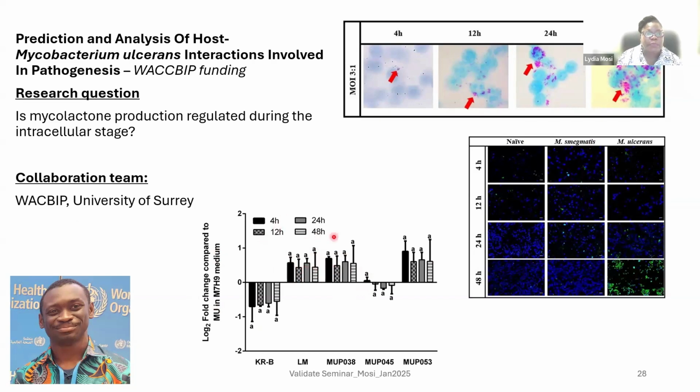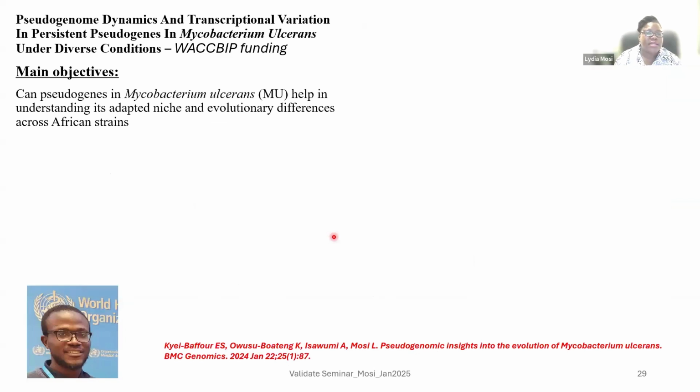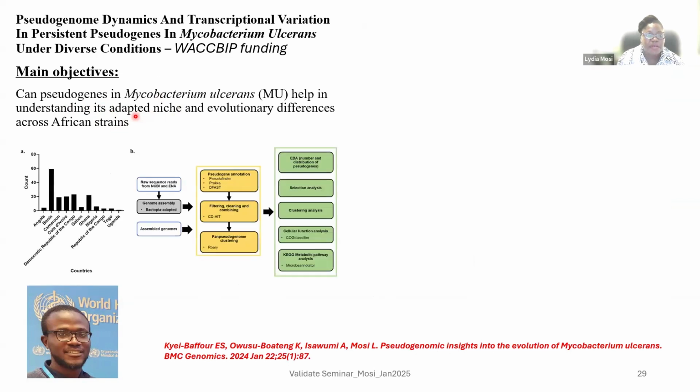you can see here. And then finally, some more work, but this time using bioinformatic modeling to try and understand the role of pseudogenes, which are plenty in the genome of Mycobacterium ulcerans, to see if they can help us understand how M. ulcerans is adapting to the current niche that it finds itself in, and to also understand the evolutionary differences that exist across the different strains that have been identified in Africa.